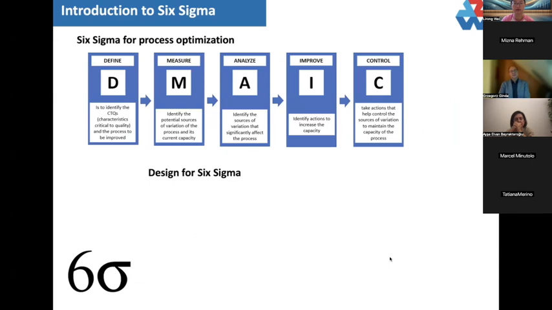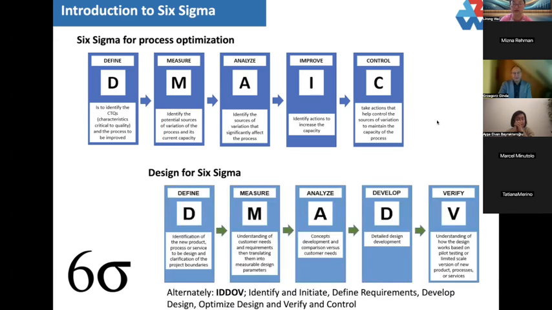Okay, so Six Sigma basically is related to the improvement of existing processes. We have a kind of improvement cycle, which is called DMAIC. As you can see, it deals with define, measure, analyze, improve, and control phases, which give finally the improvement for the process at hand.